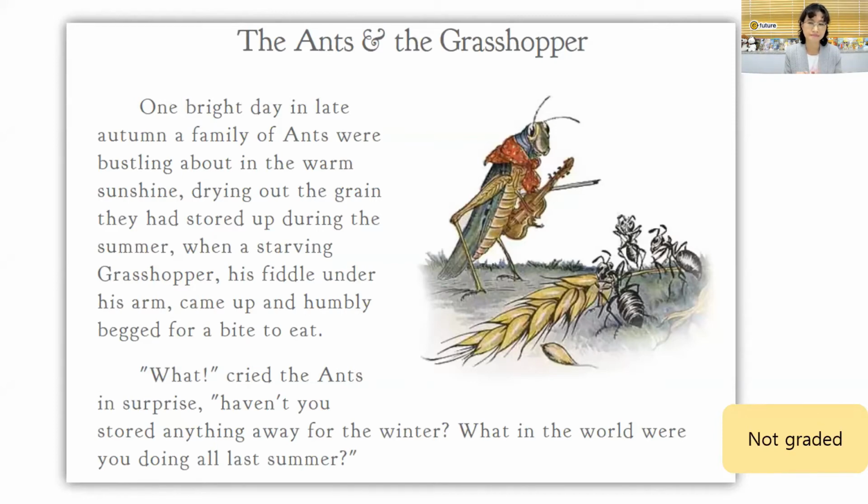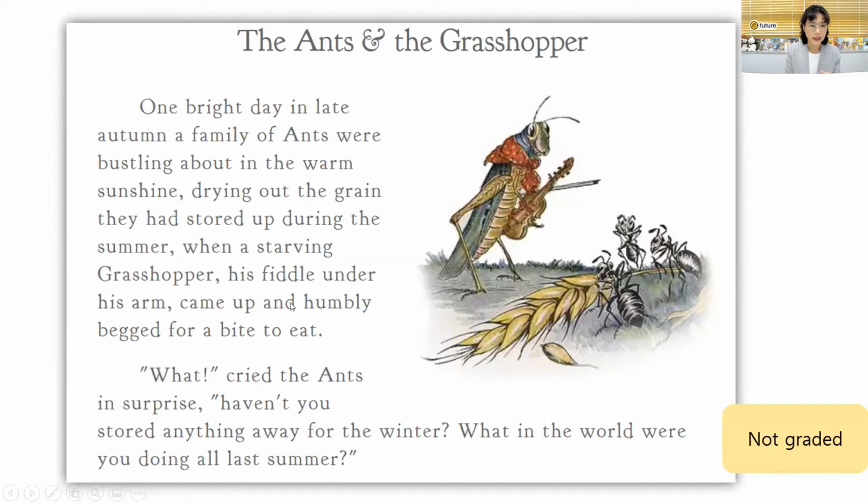Stored up. During the summer, when a starving grasshopper, starving, maybe, do you know starving? His fiddle under his arm. Fiddle, right? Maybe you can explain because you have the picture here, right? So this is the violin, right? That's the fiddle. Okay, starving, very hungry, right? You can explain these words, right? But if a child is reading this by himself or by herself, this might be too difficult, right? Although it looks easy, if you actually look at the vocabulary level, it's not easy, right?